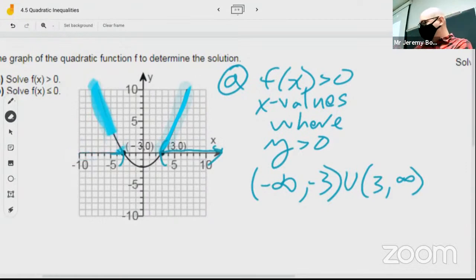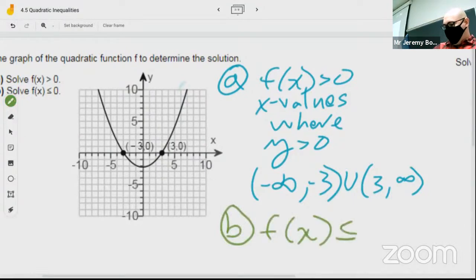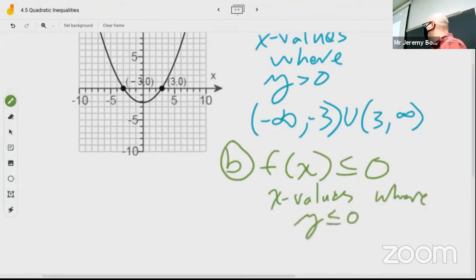No? All right. Let's talk about where is f of x less than or equal to 0. So in that case, we're trying to find the x values where y is less than or equal to 0. And so we're looking where it's below or on the x-axis.